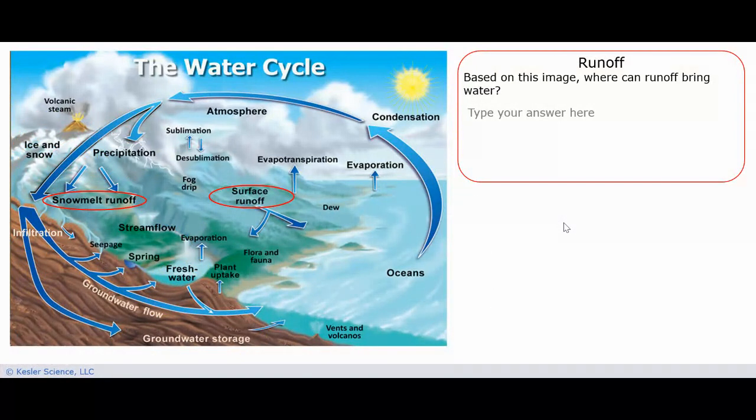Based on this image, where can runoff bring water? Runoff can bring water to oceans or streams or forests, all sorts of places. Runoff is just that. It's just running off into different directions.